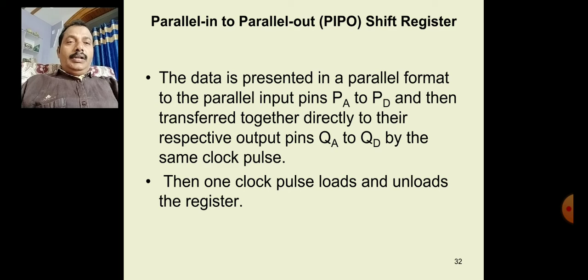Now let us see the parallel in parallel out shift register. The data is presented in a parallel format to the parallel input pins PA to PD and then transferred together directly to their respective output pins QA to QD by the same clock pulse. With one clock pulse it is possible: one clock pulse loads and unloads the register. This is the important point in the case of PIPO.